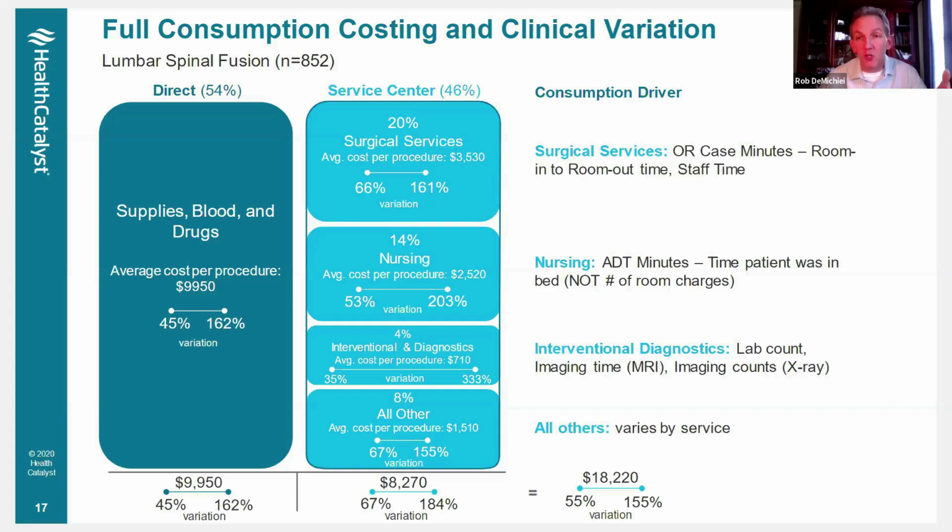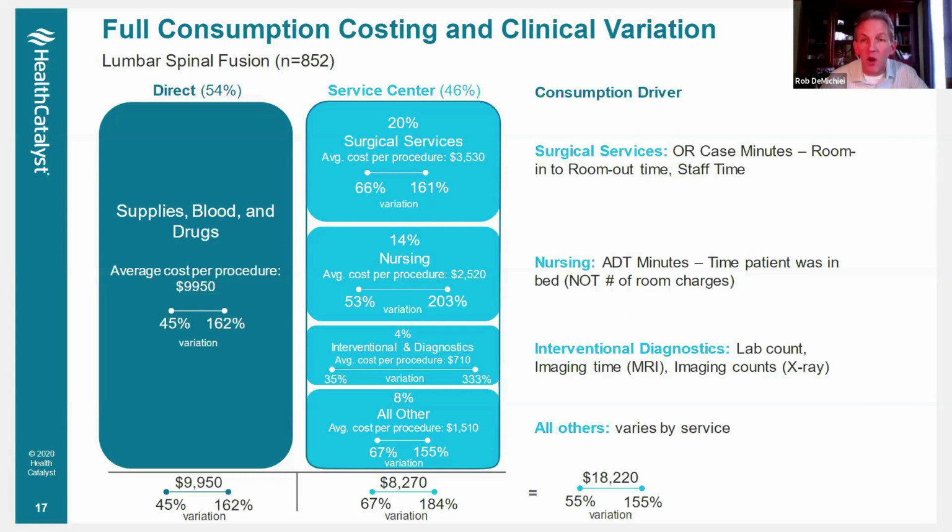First, and this is a surgical intervention versus a medical intervention. So for this, we see that the supplies, blood, and drugs are about 54% of the total cost, or $9,950. To the far right is the total cost on average for the 852 procedures of $18,220. However, the indirect clinical costs are nearly half, or 46%. So the service center costs, the indirect costs matter. You need to understand the consumption of those resources because they are significant.